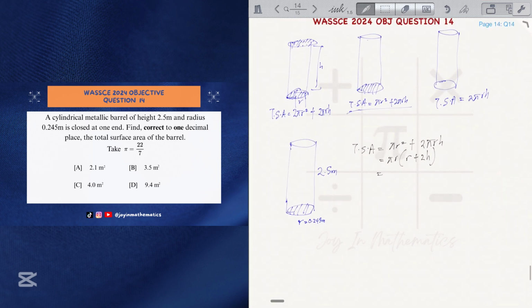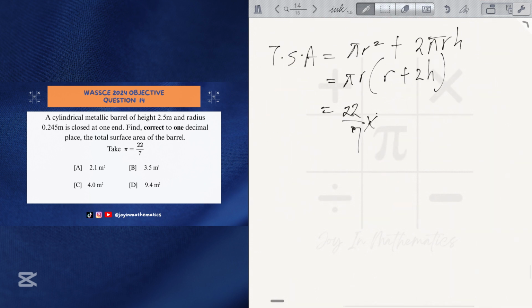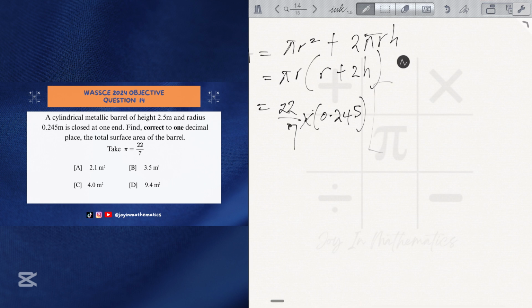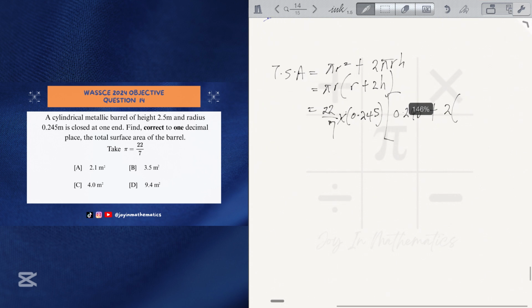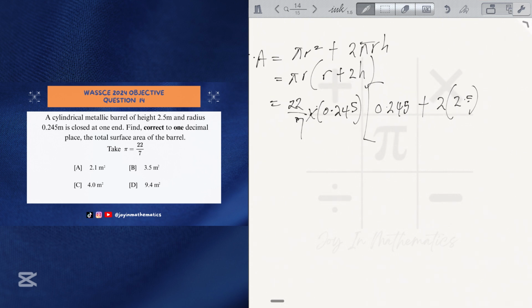So with this, let's make our substitution. In the question, we are given that pi is equals to 22/7. The radius is equals to 0.245, and then this is being multiplied by the radius again, 0.245 meters, plus 2 times the height, and we can see that the height is 2.5 meters. So all we just have to do now is to simplify this, and this will have 22/7 multiplied by 0.245 multiplied by the bracket.